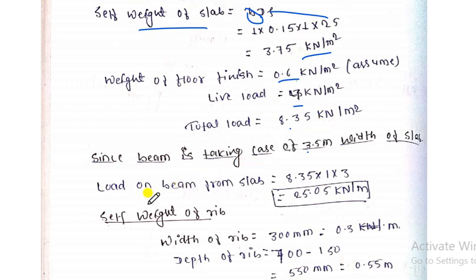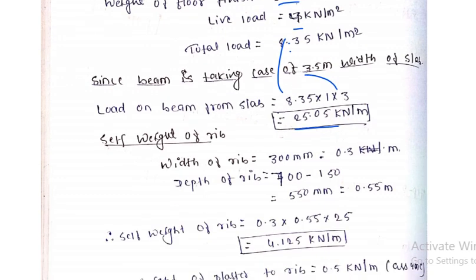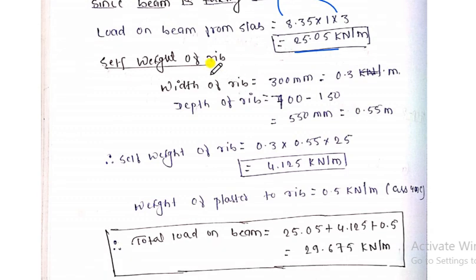So the load on the beam from the slab will be this load into this area into per meter. So ultimately the total load on the beam will be 25.05. Now we will calculate the load on the rib, that is the load on the rib.